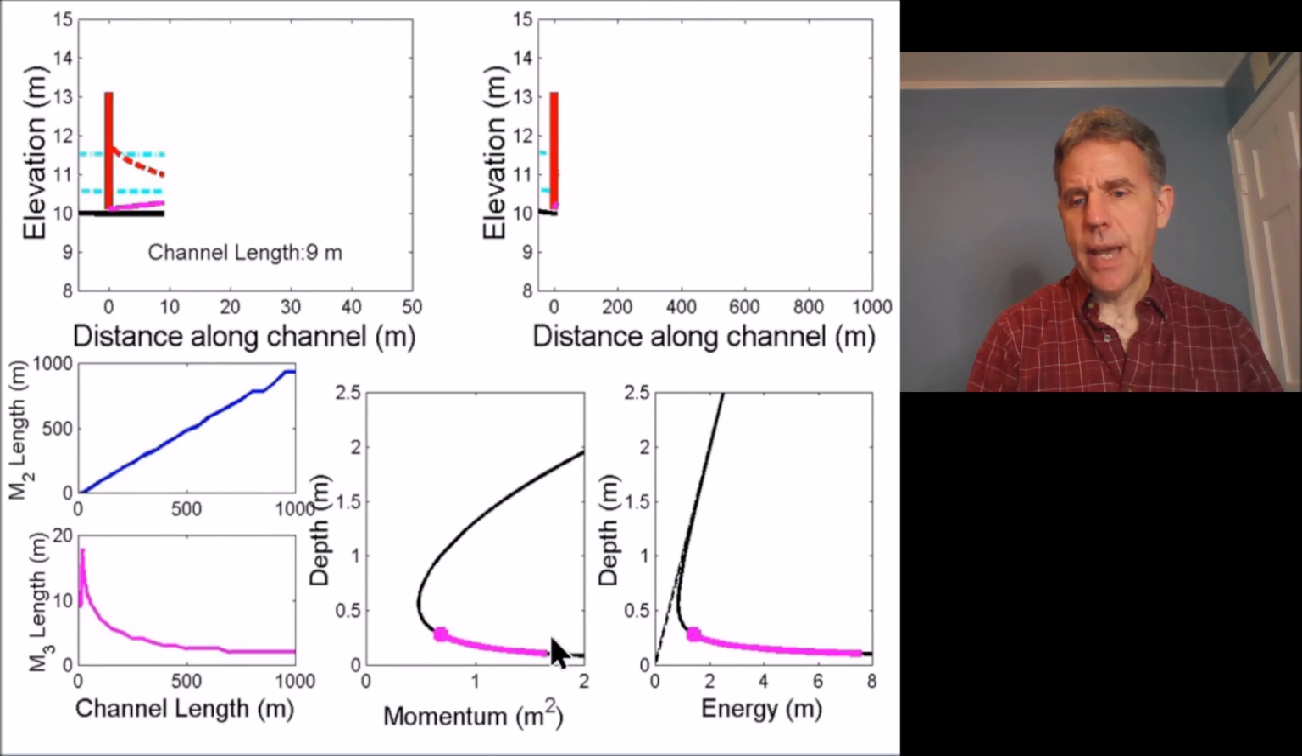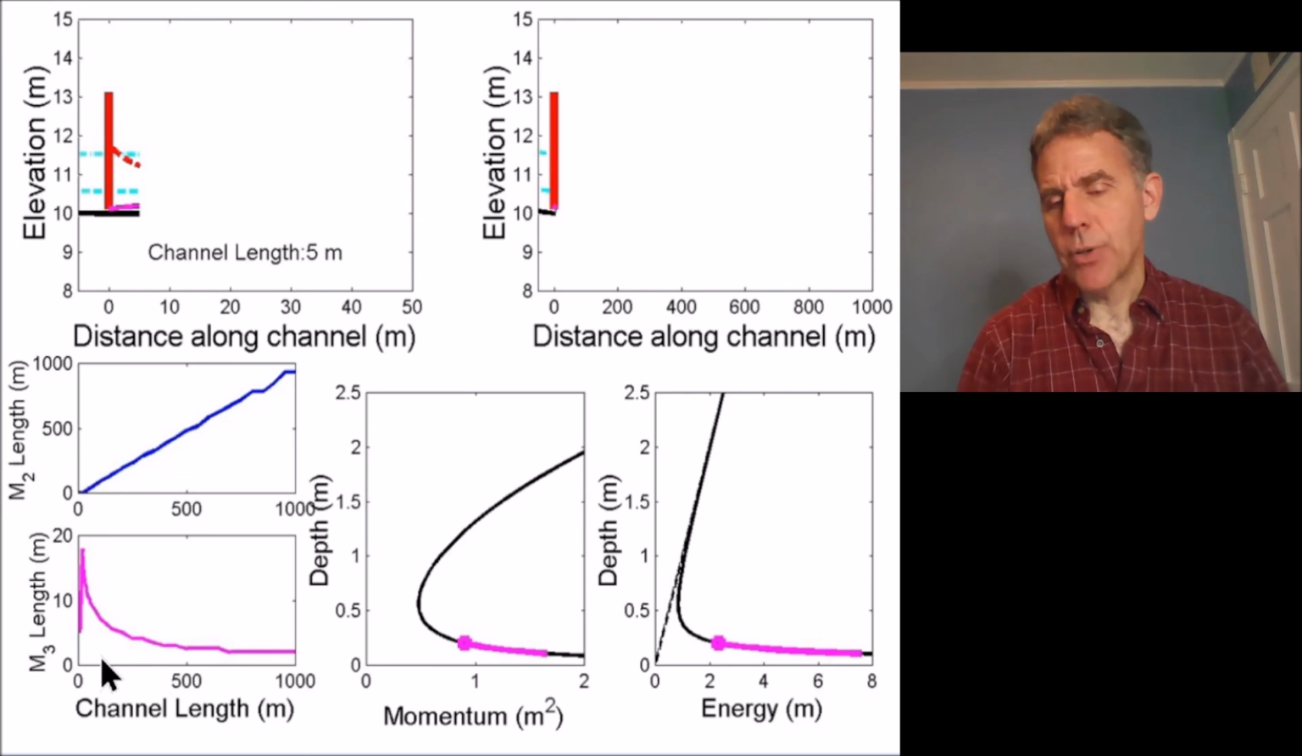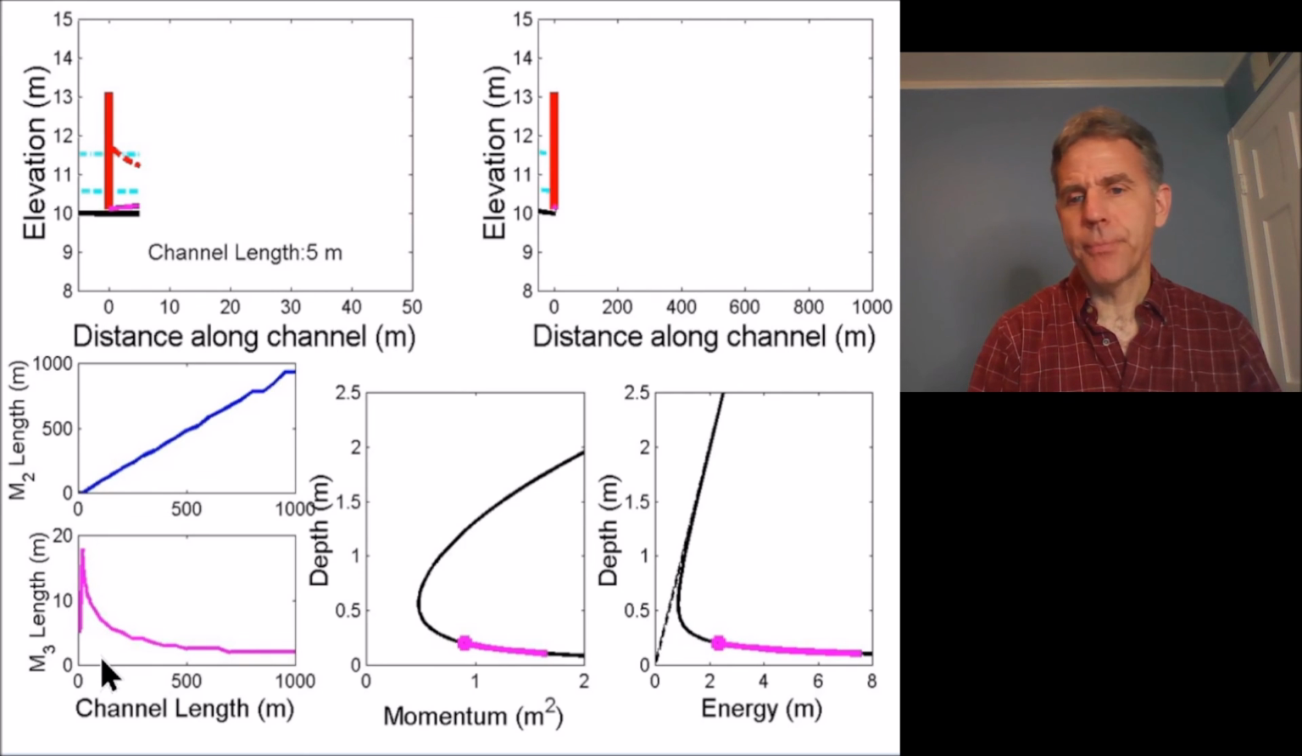And you can see that the M3 curve is just moving to shallower depths on both the EY and MY diagrams. And there it is. We've reached the end of the animation. And so our M2 curve basically diminished from its full length of the channel, almost 1,000 meters, to nothing. Our M3 curve, meanwhile, grew longer as the channel length grew shorter, till we maxed out around 18 meters, and then it grew shorter after that because there just wasn't channel for the M3 curve to live on.